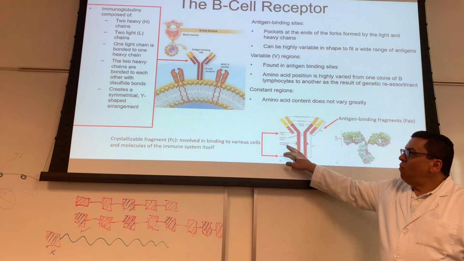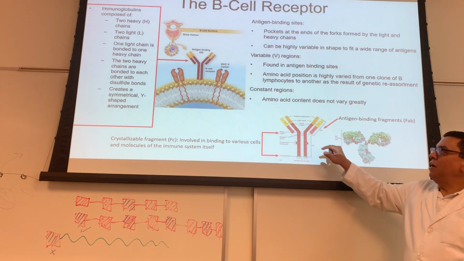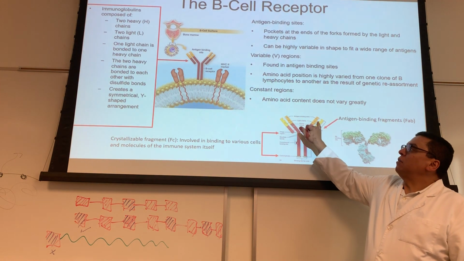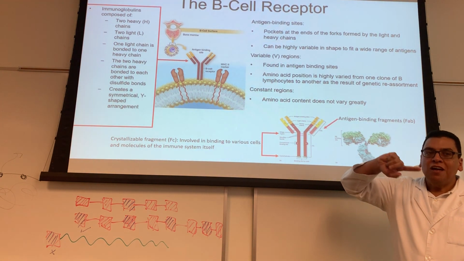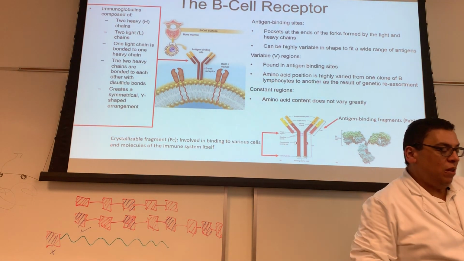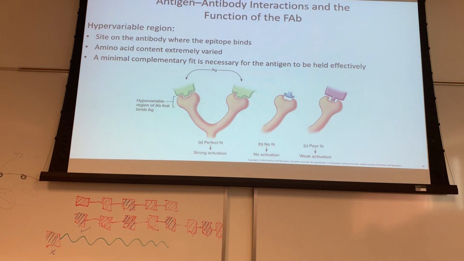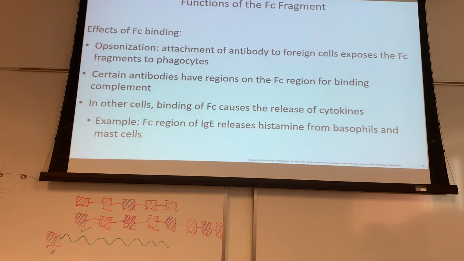So the complement 1 will bind to the FC region of the antibody, while the variable region is binding to the pathogen. That's why I called the antibody the bridge between them. So that's one of the functions of the FC component. It has other functions as well. Enhanced phagocytosis. The FC part plays a role in opsonization.